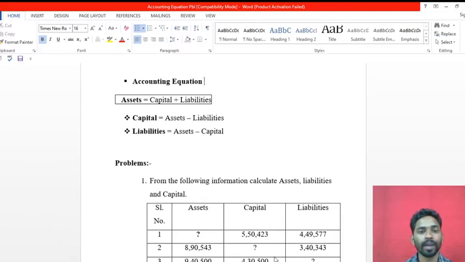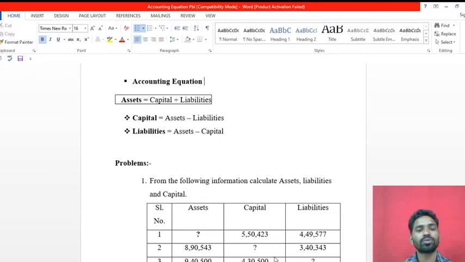board of directors. These are the internal users. The external users are the outsiders of the business, for example the government and the tax authorities, creditors, suppliers, investors. These are examples of the external users. I hope all of you understand the users.